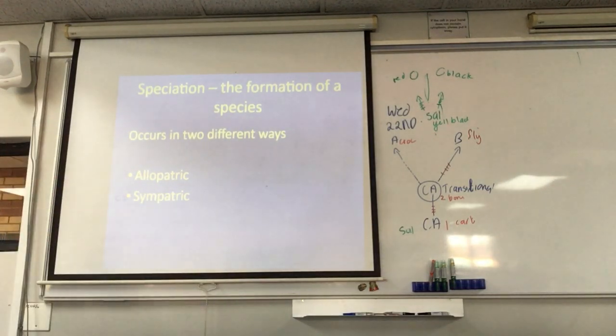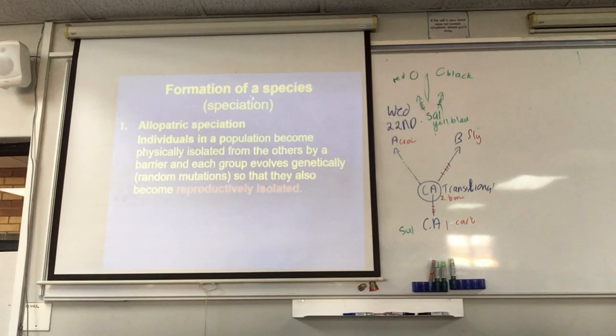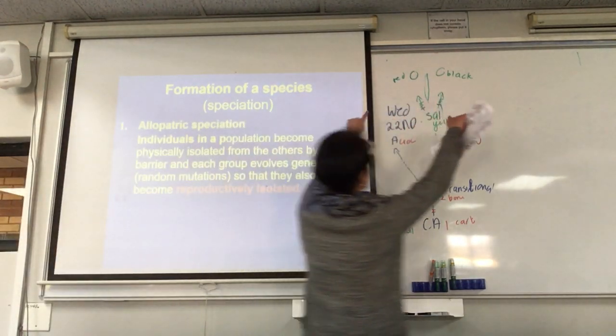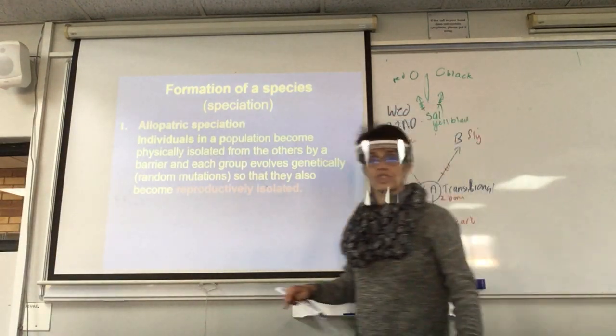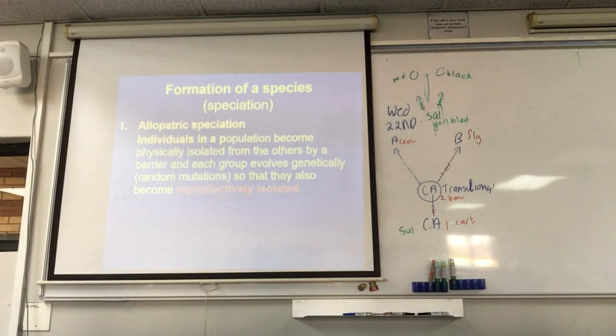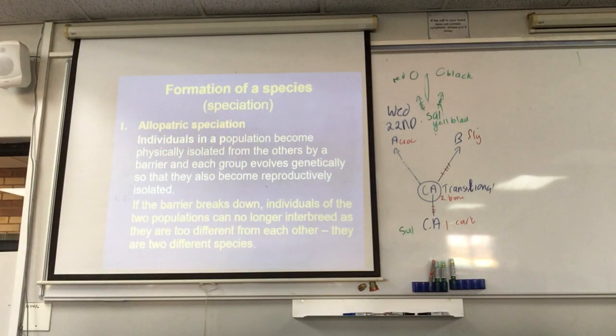Alright. So those are the fancy words. Allopatric, geographical, AL, or atlas. Sympatric, same environment, but they are reproductively isolated. Okay, so this could lead to speciation. Individuals in a population become physically isolated from the others by a barrier, and each group evolves genetically by random mutations, so that they also become reproductively isolated, just like my salamanders could become geographically isolated eventually. That's a lovely little show. If the barrier breaks down, then they could no longer interbreed.